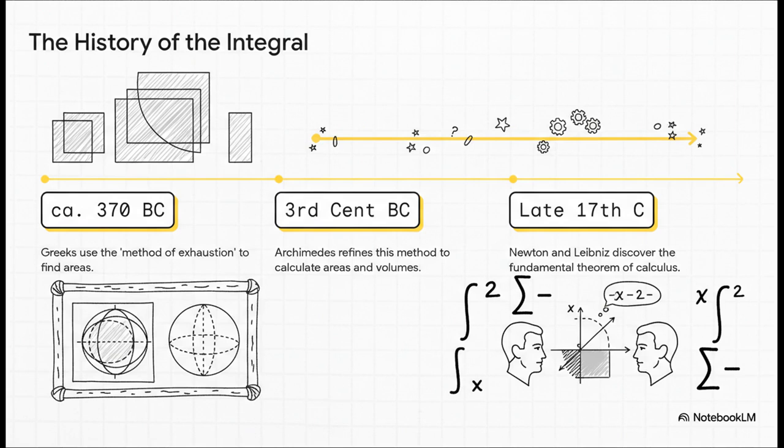They had this genius trick called the method of exhaustion. Basically, to find the area of a weird, curvy shape, you just fill it up with an infinite number of tiny rectangles or triangles you did know how to measure. Archimedes got really good at this. But the real game changer, that came in the 17th century, when Newton and Leibniz, working separately, cracked the code with the fundamental theorem of calculus. That gave us the powerful tool we still use today.